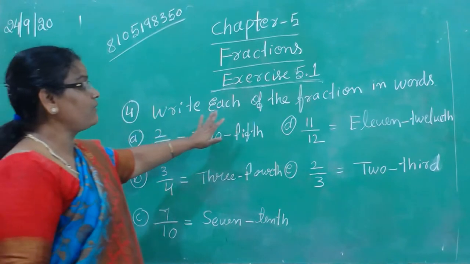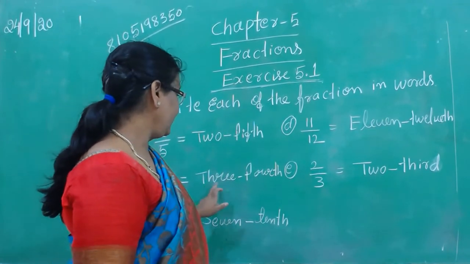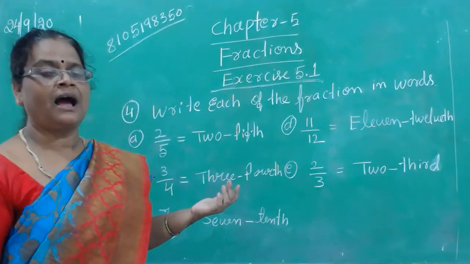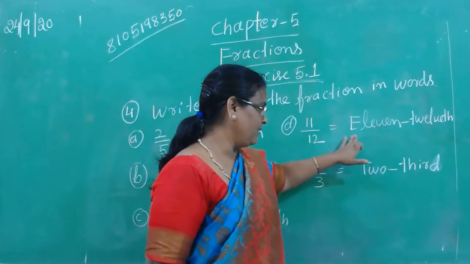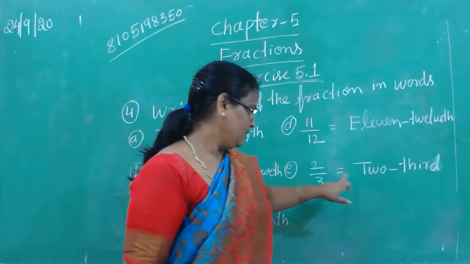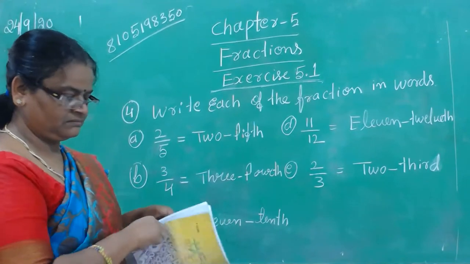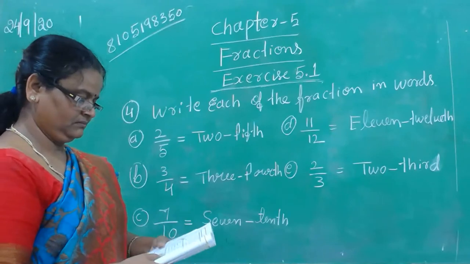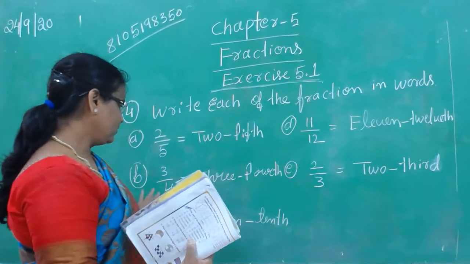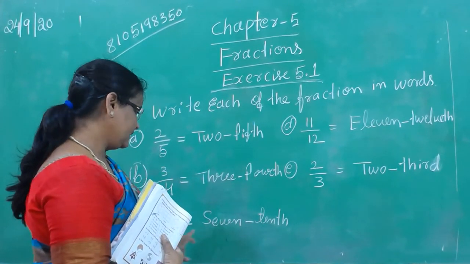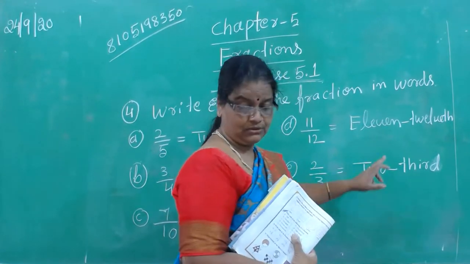How to read this one? Write each of the following fractions in words. 2 by 5, 2/5. 3 by 4, 3/4. We have to read it. How are we going to read? 3/4. 7 by 10, 7/10. 11 by 12, 11/12. 2 by 3, 2/3.